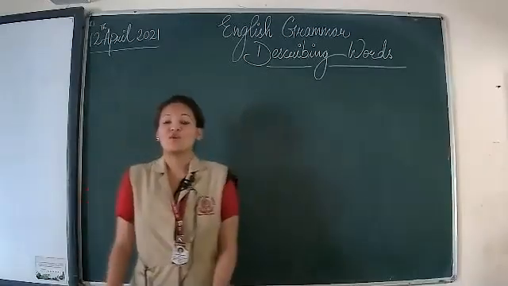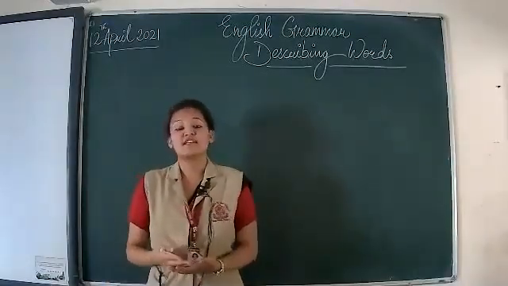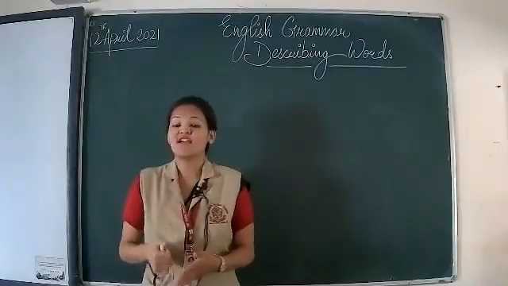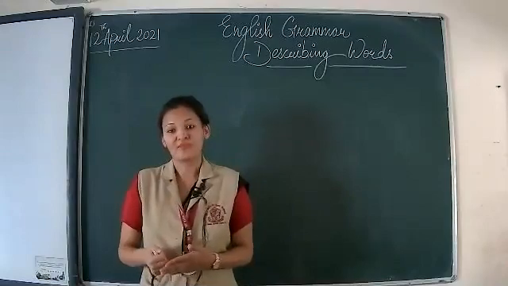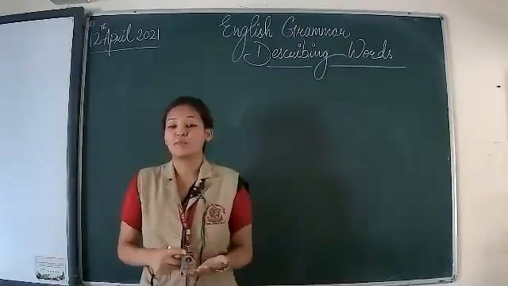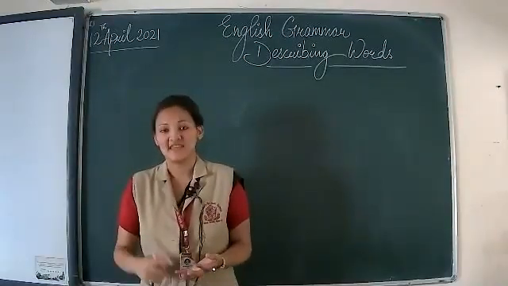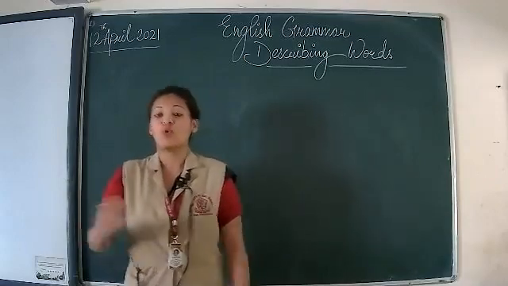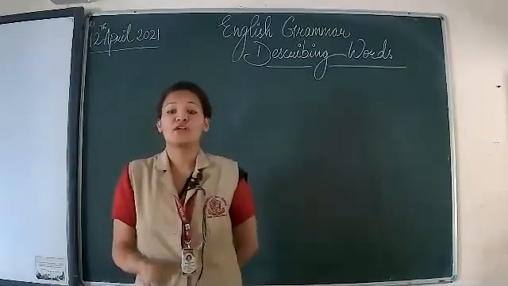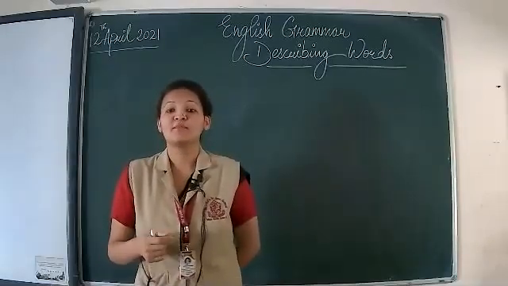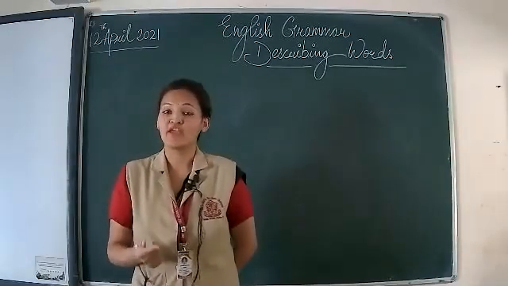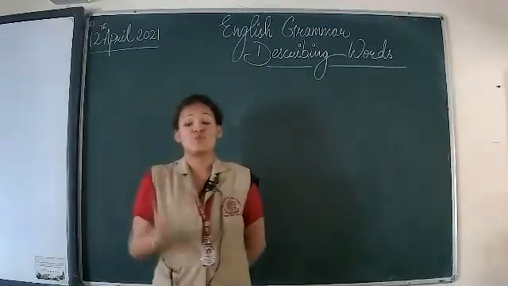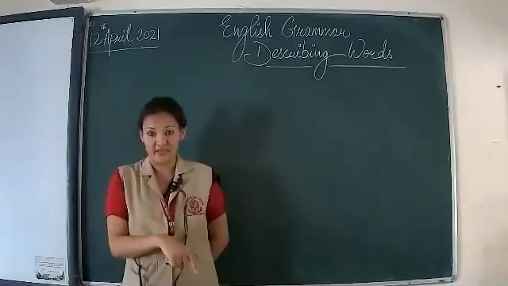Okay. So, as you have studied in the previous class, what was your topic? It was naming words. Names of persons, places, things, and animals are called naming words. And what do we call them in English grammar? We call them nouns. Now you need to have that knowledge of nouns to understand today's topic.